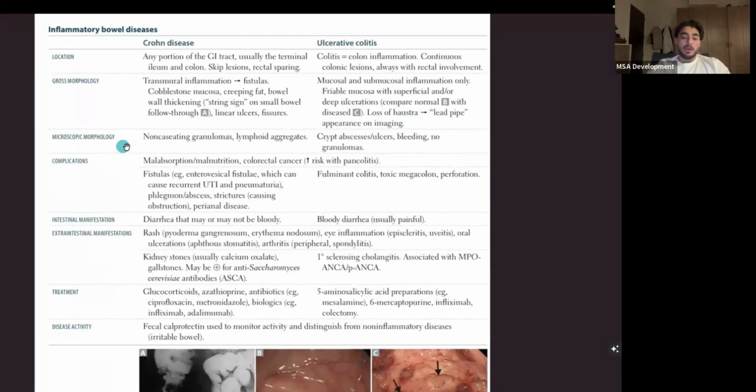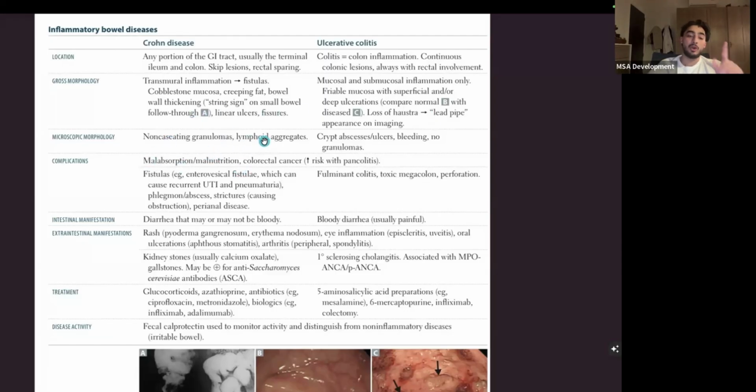All right. Now for histology, in Crohn disease you're going to see the granulomas, so the non-caseating granulomas and lymphoid aggregates. But in ulcerative colitis, it's going to be crypt abscesses and ulcers, bleeding with no granulomas. And also you're going to see involvement of the mucosa and submucosa with sparing of anything that's deeper than that. Complications are things like malabsorption, malnutrition.